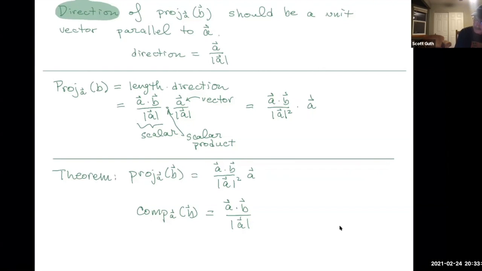Okay, so you've got these two formulas, and those will come up in the homework, etc. All right, so we're going to continue with this. Next topic is work. Okay.